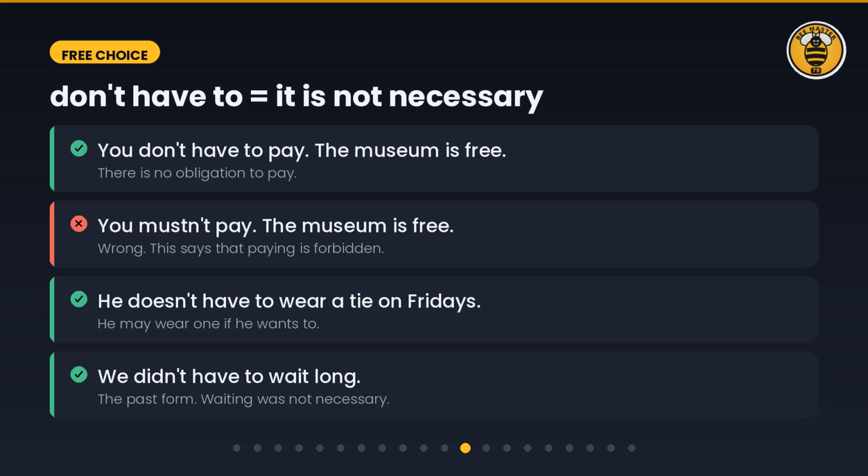Two more good examples. He doesn't have to wear a tie on Fridays. We didn't have to wait long.